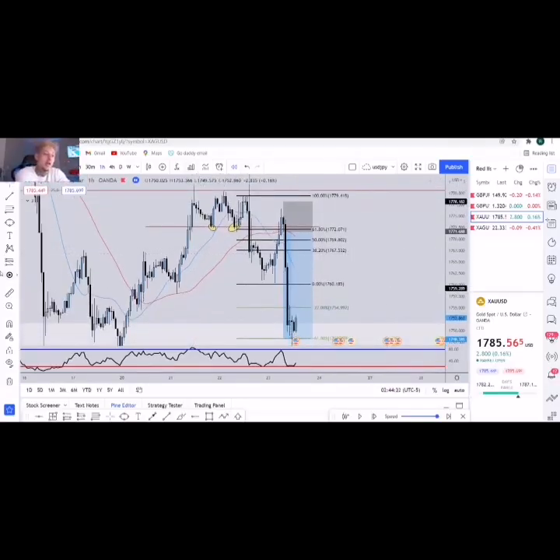Anyways, guys, hopefully you understood time frame correlation. Don't feel overwhelmed. You're only going to get better with time frame correlation with time and experience.